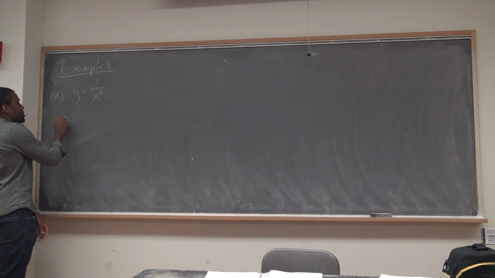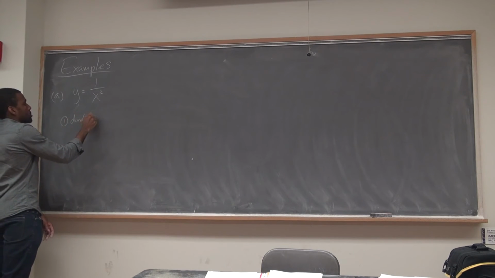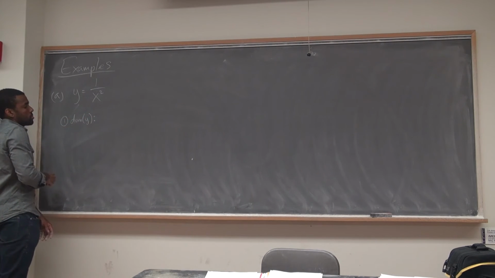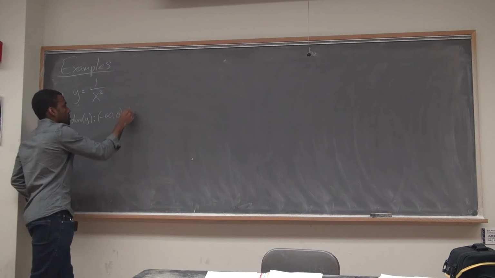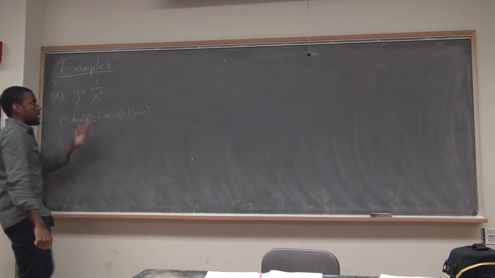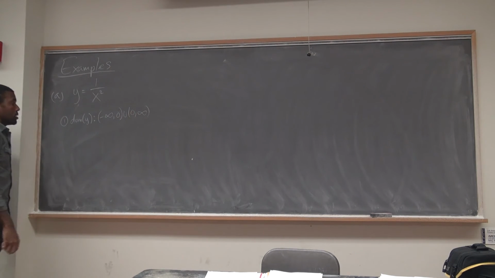So step 1 is what's the domain? Negative infinity to 0, union 0 to positive infinity. It can't be 0, but everything else is fine. Okay, so that's our domain. Step 2.